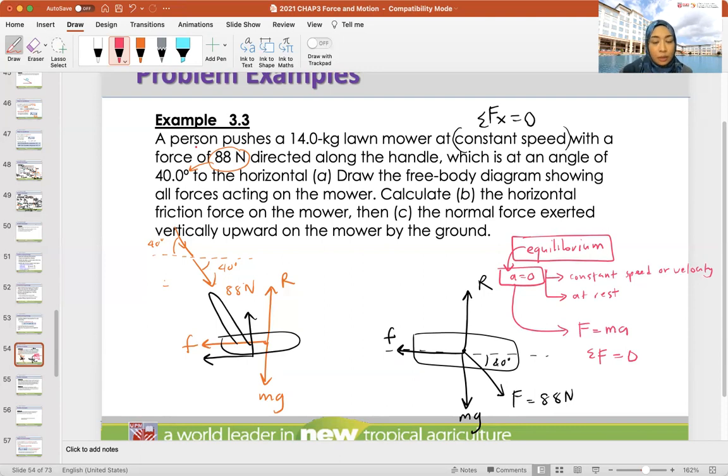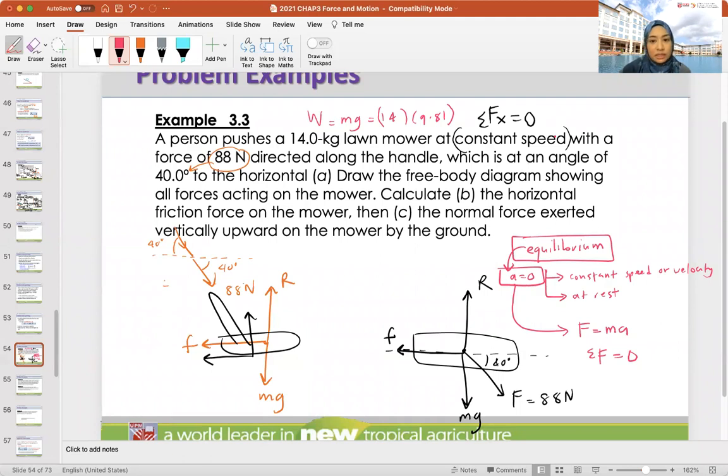Okay, so now we look at this question. A person pushes a 14 kilogram lawnmower. Immediately we know that this is going to be our Fg ataupun weight. Let me write weight because we've been using W. And this would be 14 times 9.81. At a constant speed, this keyword already tells me that something is a equals 0.